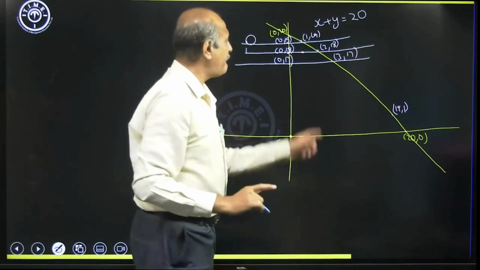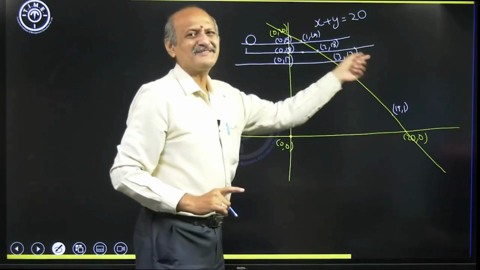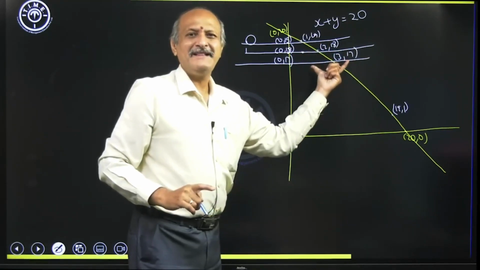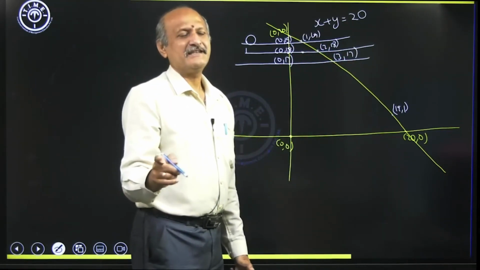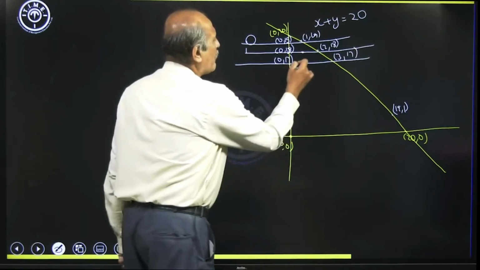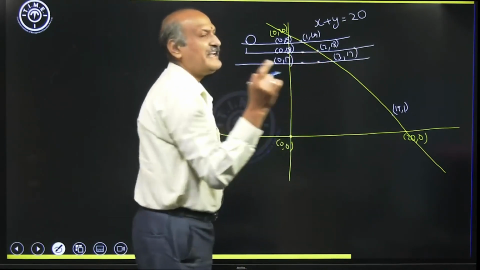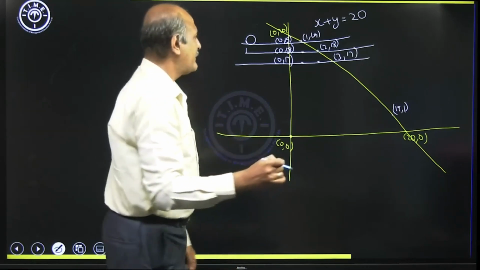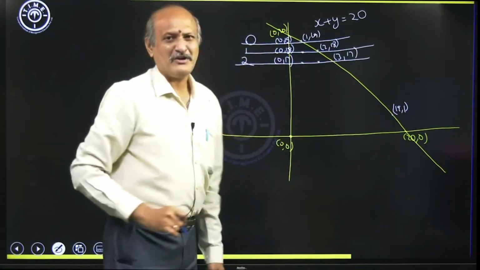Now I think we can identify. Okay, (0, 17) to (3, 17) here. How many points are there between them having integer coordinates? We can identify: there will be (1, 17) and (2, 17). There will be 2 such points. So hence we can tell there are 2 points present.